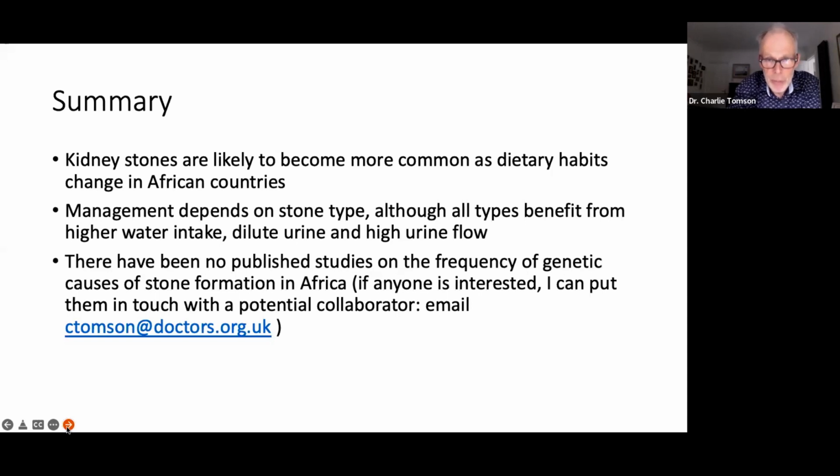And there have been no published studies on the frequency of any of the genetic causes of stone formation in Africa. And if anyone is interested, please email me at the address below, and I'll put you in touch with a colleague of mine called John Sayer in Newcastle, who is a geneticist who works as a nephrologist. So he has an interest in genetic kidney diseases, and he'd be very keen to hear from potential collaborators who would wish to do work like that.